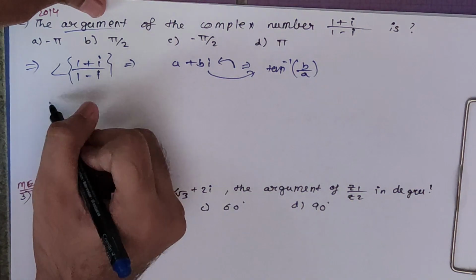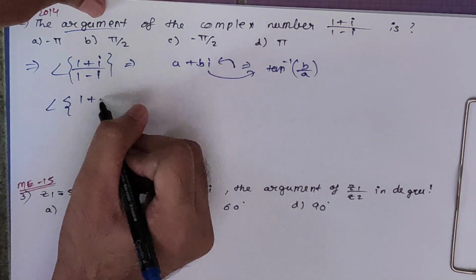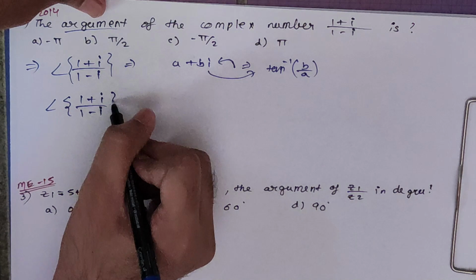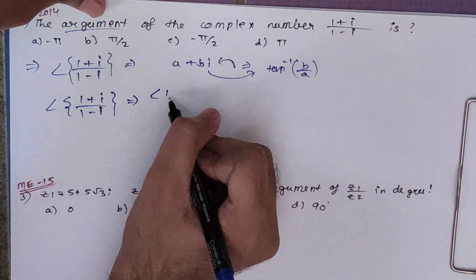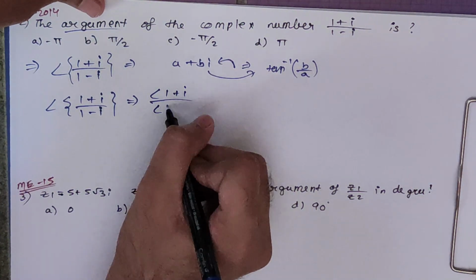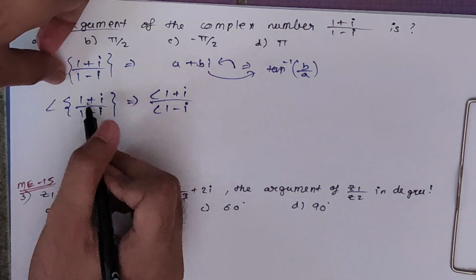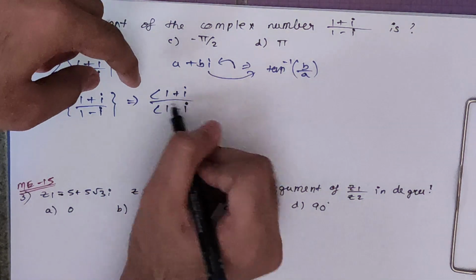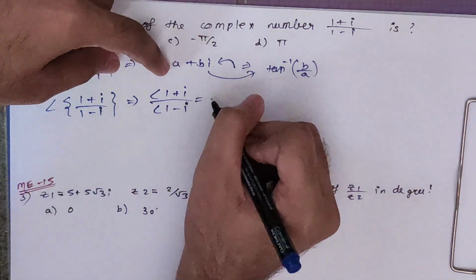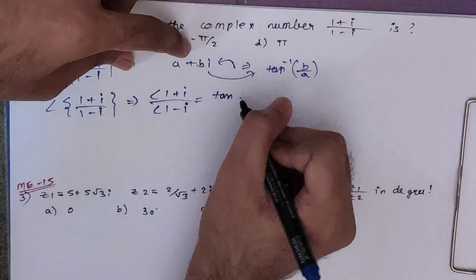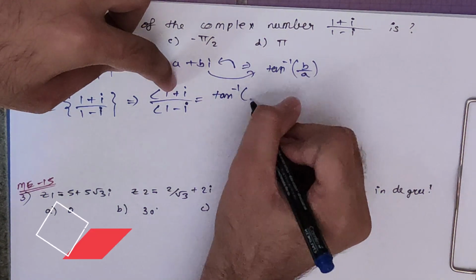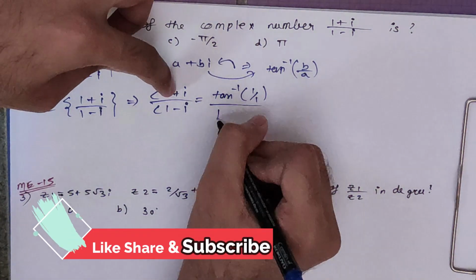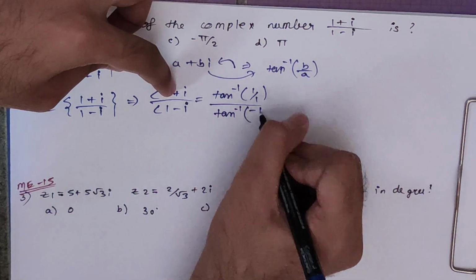So the trick is you can separate your (1 plus i) upon (1 minus i) as angle of (1 plus i) upon angle of (1 minus i). So basically you have separated this complete angle into two separate angles. Now you have to find these two angles. So again what you will do, you will just use this formula tan inverse of imaginary upon real part. So you will get tan inverse of 1 upon 1 here, upon tan inverse of minus 1 upon 1.